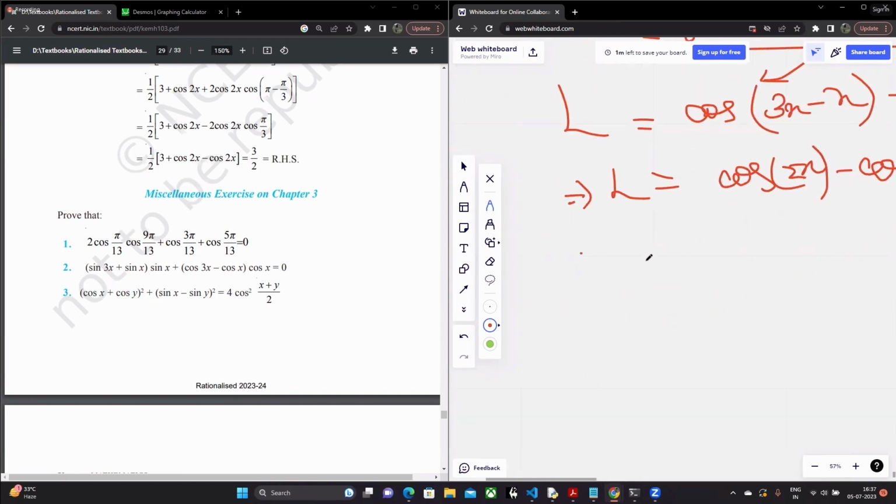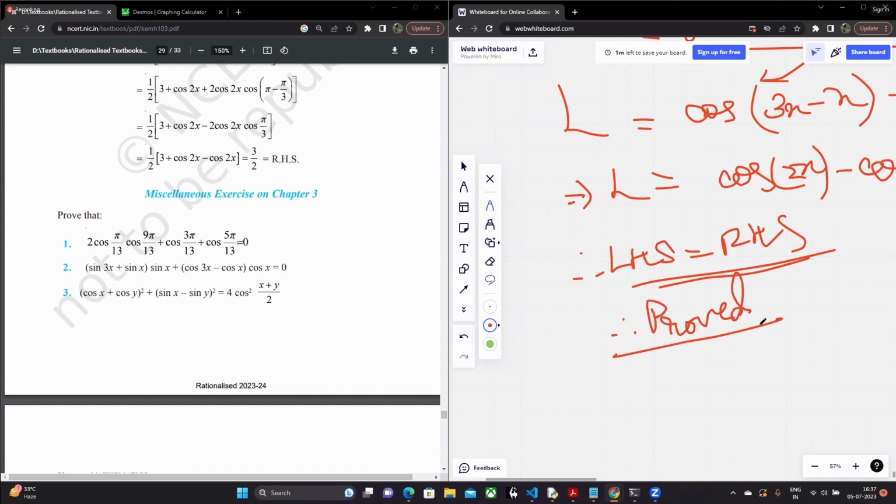Therefore, I can state that LHS is equal to the RHS. Therefore, it is proved, right?